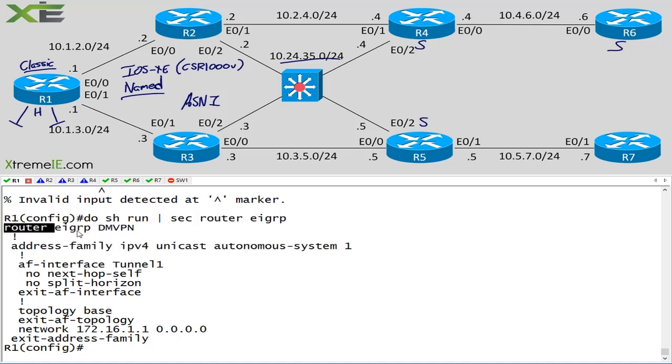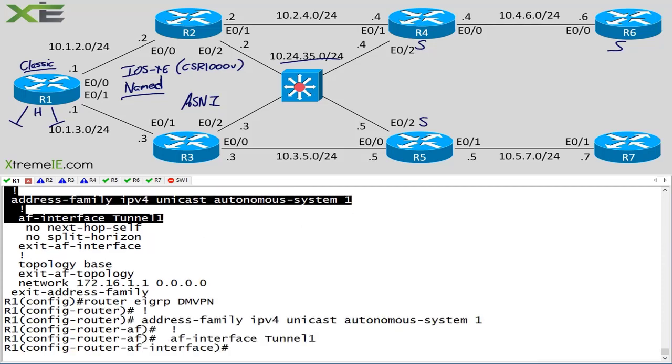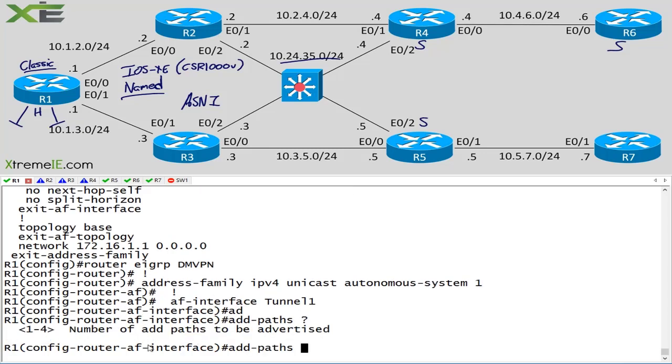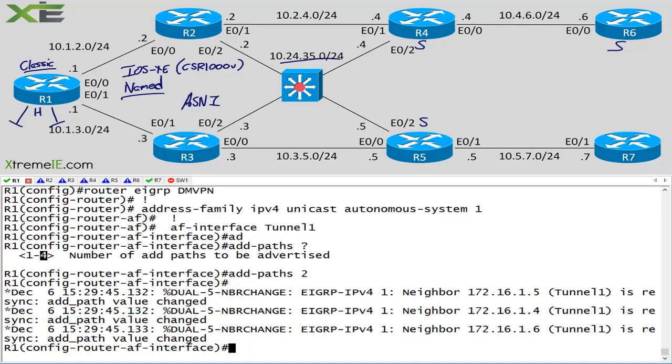So I'm going to say router EIGRP DMVPN, address family, and I need to go into my address family interface for tunnel 1. Once I'm under this interface, I can use the command add paths, and I can use up to 4. Unfortunately I can't use 5, I can only use a max of 4. In this case, I don't need 4, I just need 2. What you're going to see is the EIGRP resync.